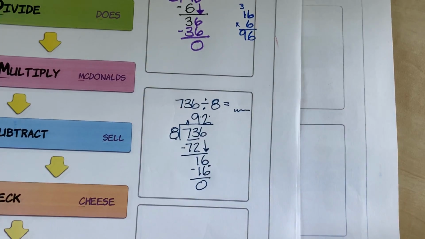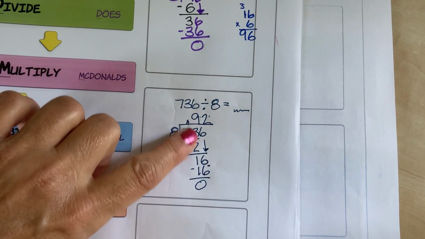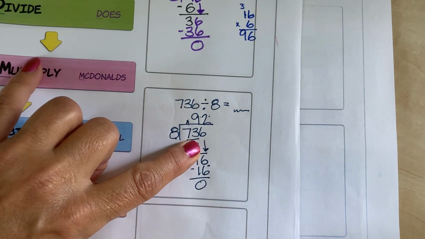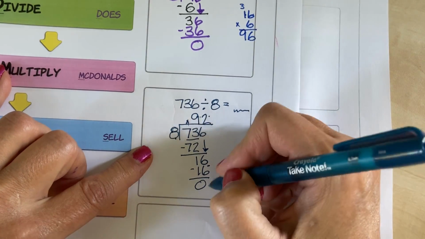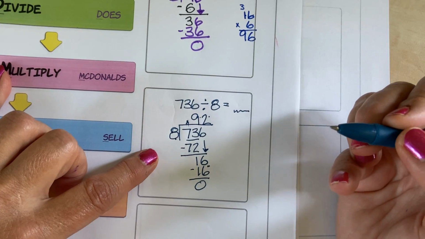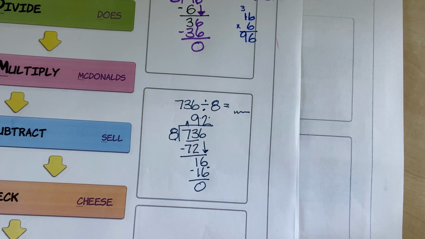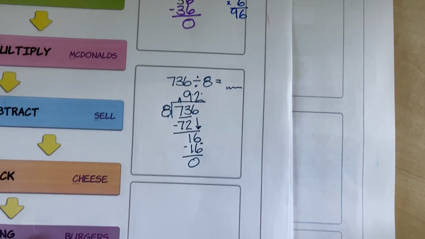The other thing I want to mention is you cannot bring more than one number down at a time. That's why I put the arrows there. So let's say there was a 1 here. I can't bring both numbers down. Something can go in 0 times, but I can't bring more than one number down, okay? All right, let's try this one.